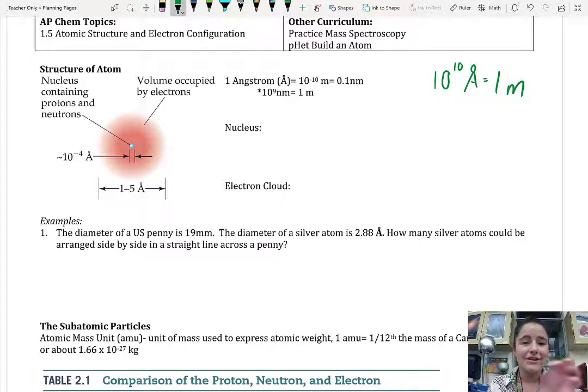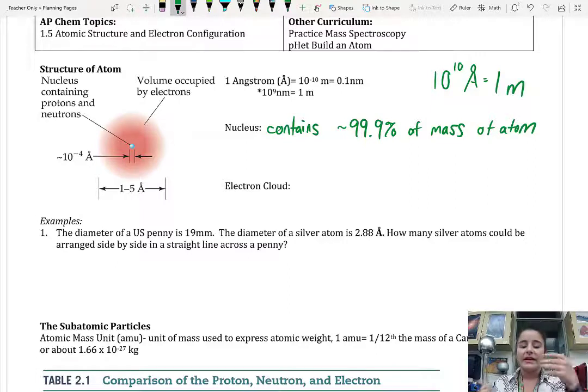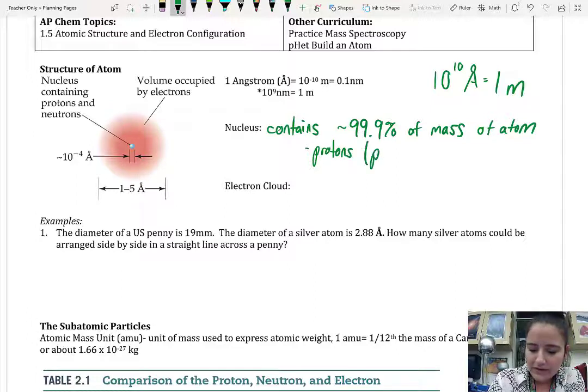Now, though the nucleus is super tiny, it is where 99.9% of the mass of the atom is. It contains protons, which from now on I will be abbreviating as P+, and neutrons, N.